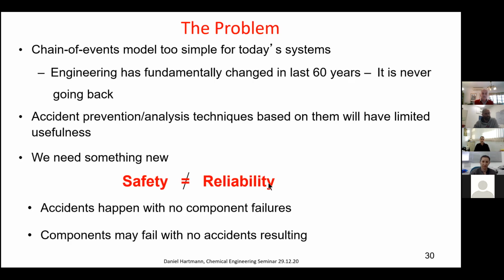Another thing is that we have to separate, totally separate, safety and reliability. As long as we are looking at component failure as a cause of non-safety, then reliability and safety are strongly connected. But in the modern world, safety and reliability are not connected. We can have systems that are very, very reliable but not safe, or the opposite. They can be very, very safe but not reliable at all. And we have to remember it.